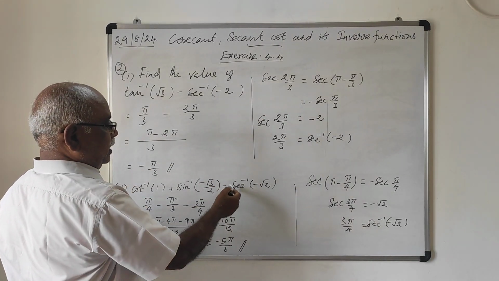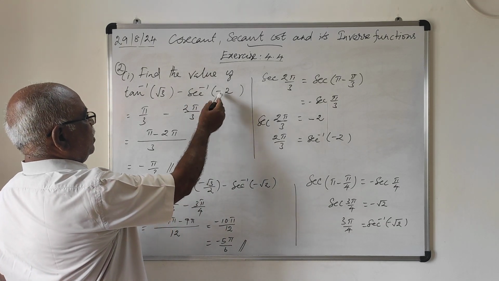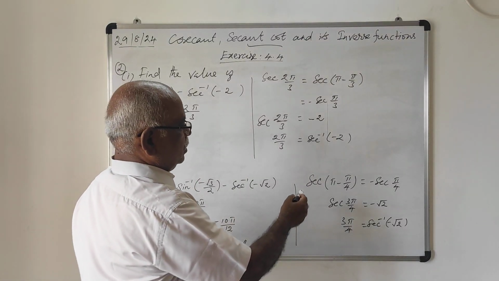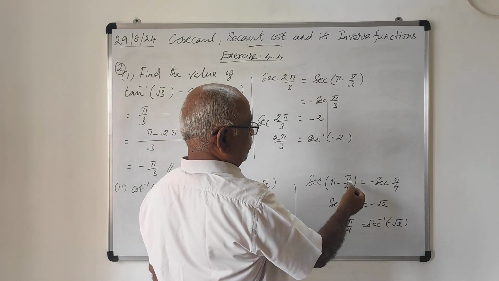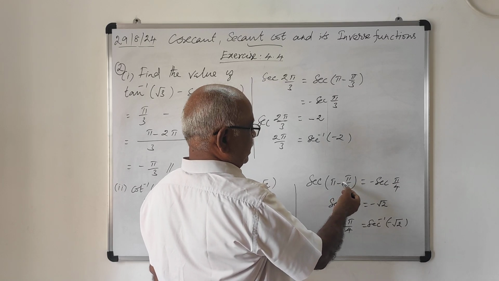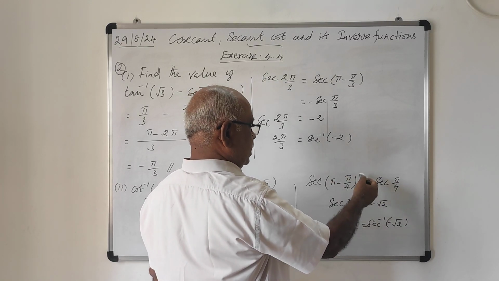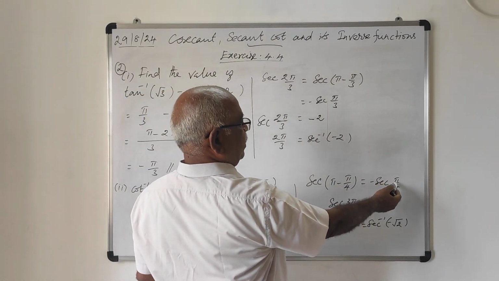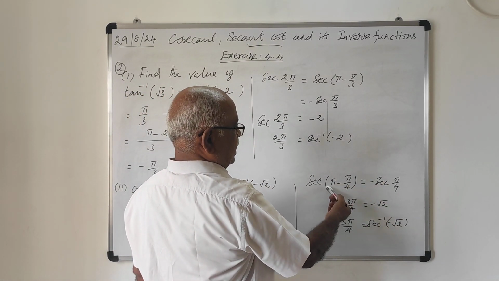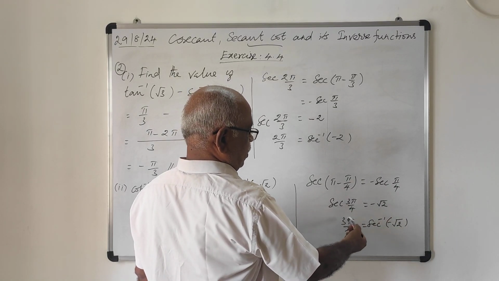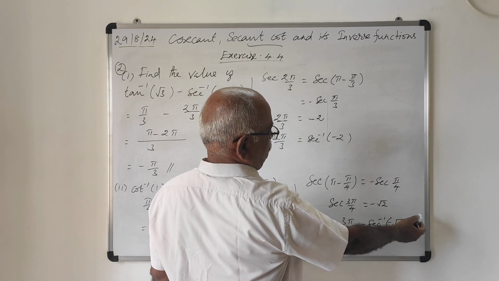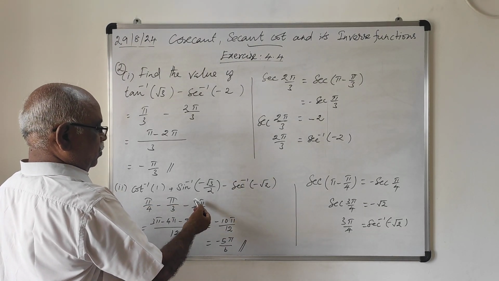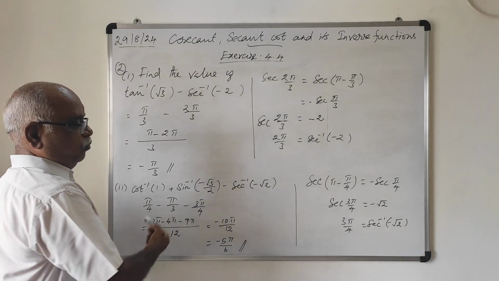Similarly, as in the case of secant inverse of minus 2 derived already, now secant inverse of minus root 2. Secant 3 pi by 4, that is secant of pi minus pi by 4, is again in the second quadrant, where secant is negative, so it is minus secant pi by 4. Secant pi by 4 is secant 45, which is root 2, so minus root 2. So secant 3 pi by 4 is minus root 2, therefore secant inverse of minus root 2 is 3 pi by 4, and with the minus already there, minus 3 pi by 4.